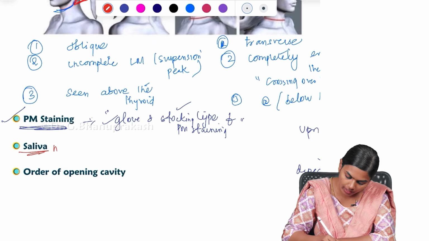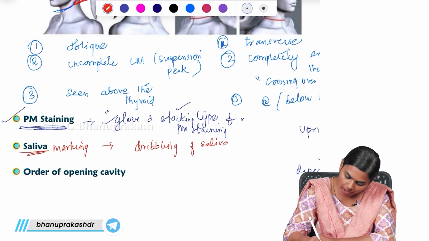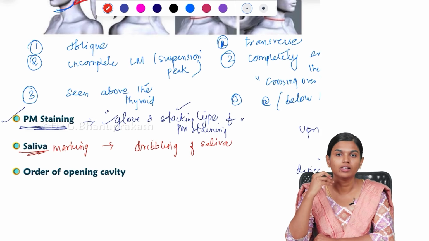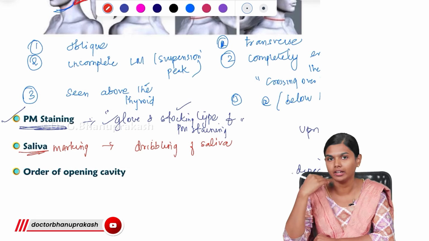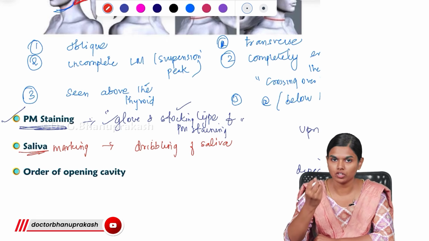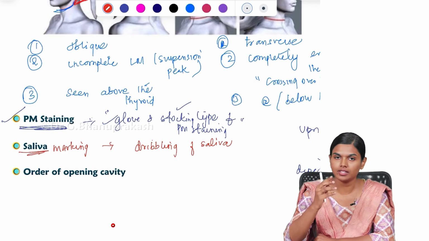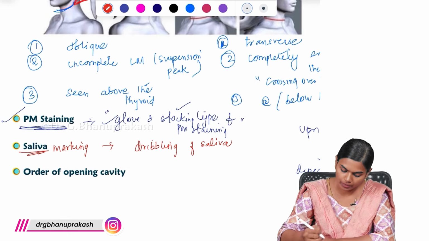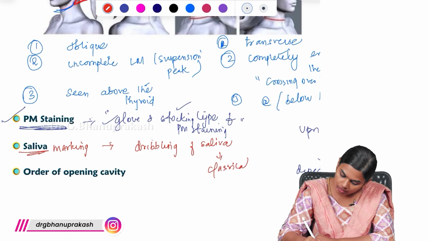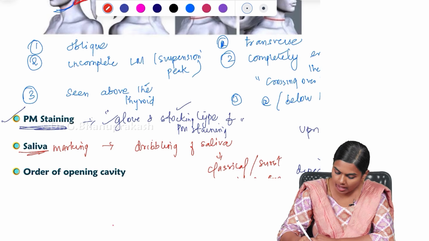This saliva marking is very, very important. There will usually be dribbling of saliva. What happens is that when there is constriction of the neck, the salivary glands present in the neck region, like the submandibular glands, will result in excess production because of this irritation, because of this pressure. There will be excess production of saliva, and this saliva will accumulate in the mouth and start dribbling down. This dribbling of saliva is a very classical and surest sign of antemortem hanging.